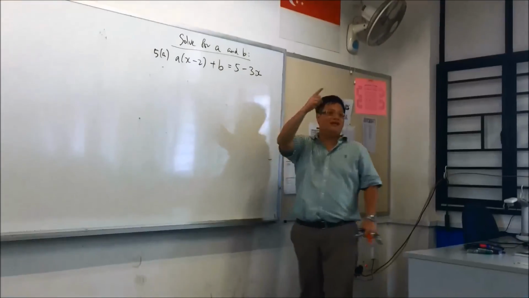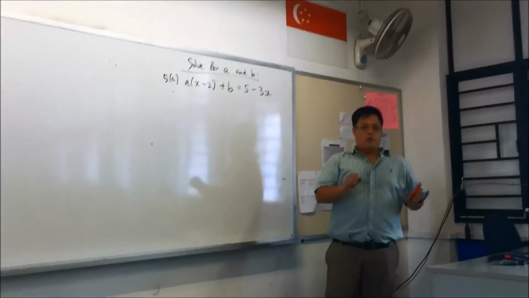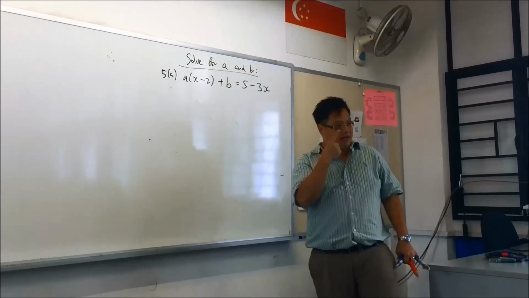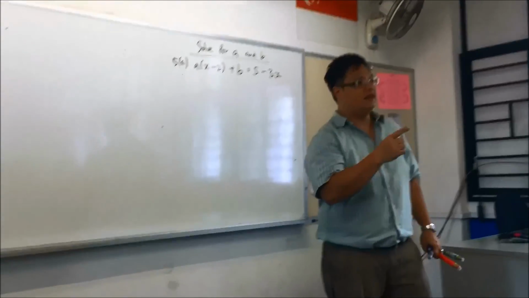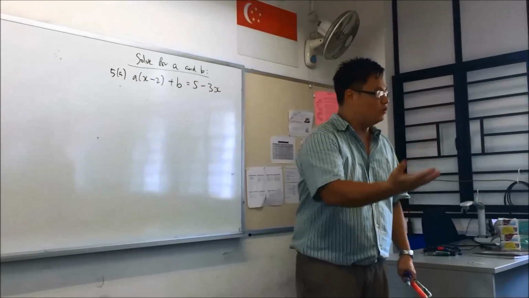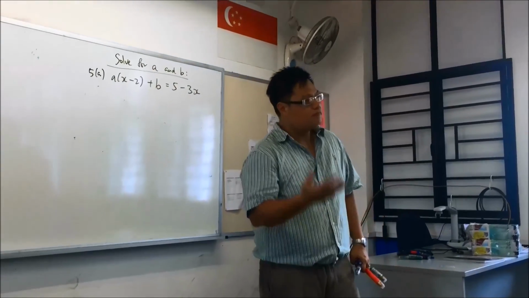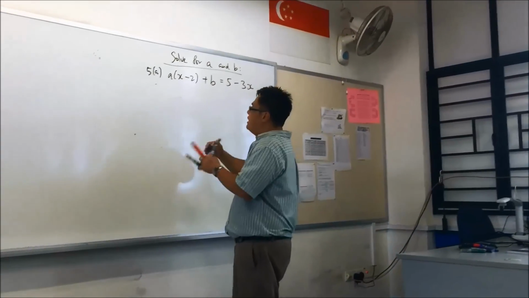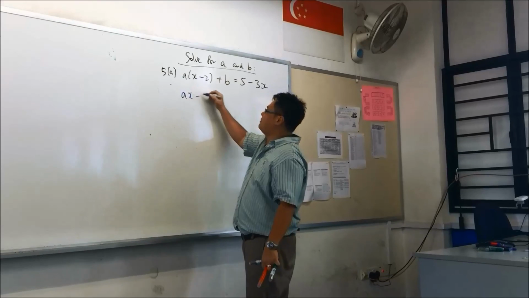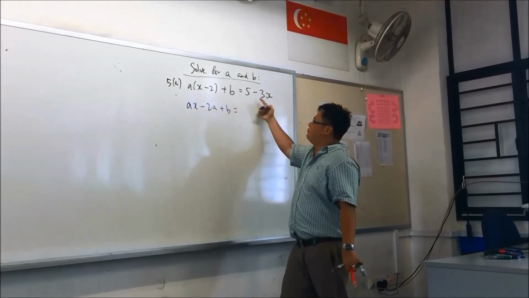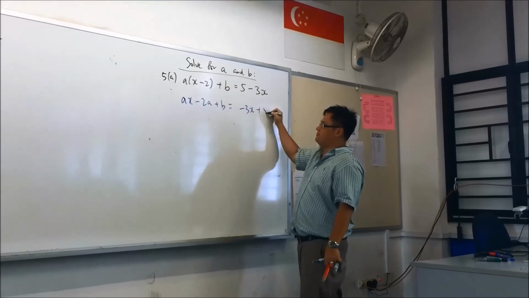Okay, there's only one equation here. When you have two unknowns and only one equation, there's only one technique to solve them in a certain sense that you know, comparison. So all you have to do now is to expand this and then we compare. ax minus 2a plus b, so I rearrange this minus 3x plus 5.